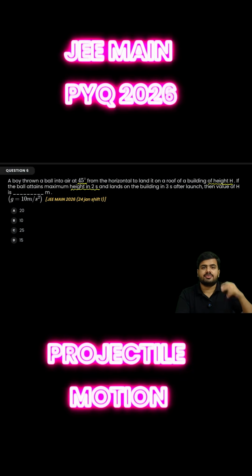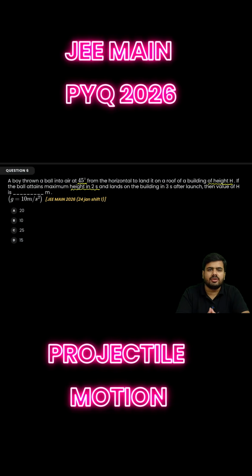If it achieves maximum height in 2 seconds, then the time of flight will be what? The time of flight will be 4 seconds here. And it lands on the building 3 seconds after the launch. So then the value of h is, so it lands on that building 3 seconds after.